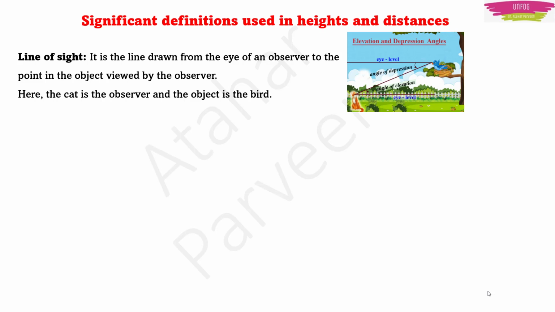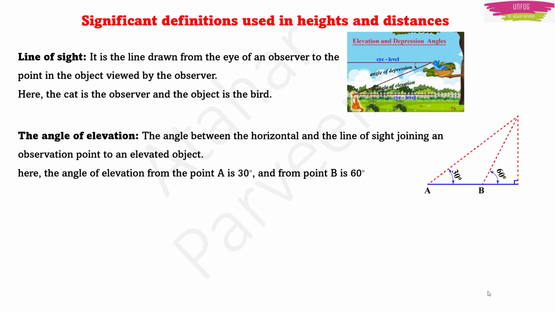Here cat is observer and bird is the object. Next is the angle of elevation. This is the angle between the horizontal and the line of sight, joining an observation point to an elevated object. Here in this picture, angle of elevation from point A is 30 degree and from point B will be 60 degree.